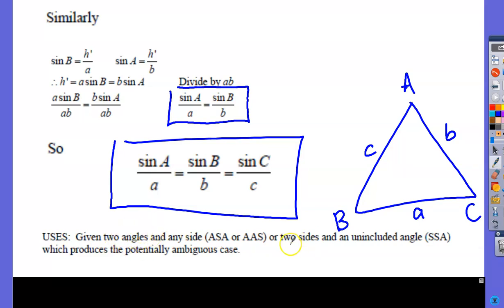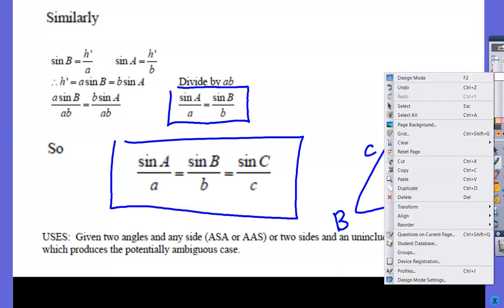And also if I have two sides and an unincluded angle, which is SSA, producing the ambiguous case, we'll talk about that, you can also use it. You're going to learn more by trying this, so let's try one now. Let me insert a page here.